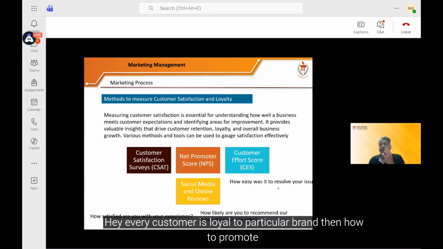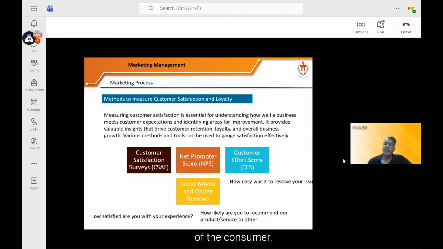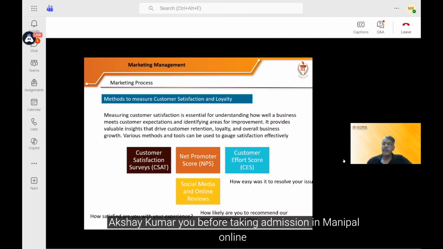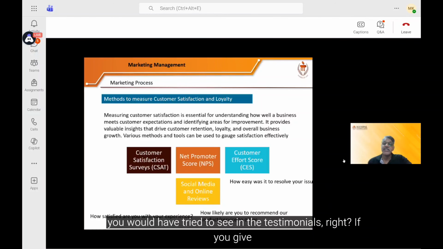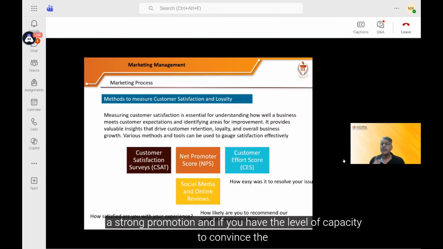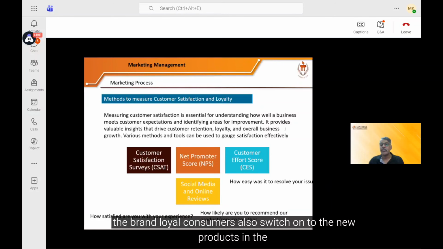If every customer is loyal to a particular brand, then how do we promote our new products in the market? You need to meet the level of satisfaction of the consumer. That's very, very important. Say for an example, learner Akshay Kumar, before taking admission in Manipal online education, you would have tried to analyze, you would have tried to see the testimonials, right? If you give a strong promotion and if you have the capacity to convince the consumer, definitely a stage comes where the brand loyal consumers also switch to the new products in the market. Okay.